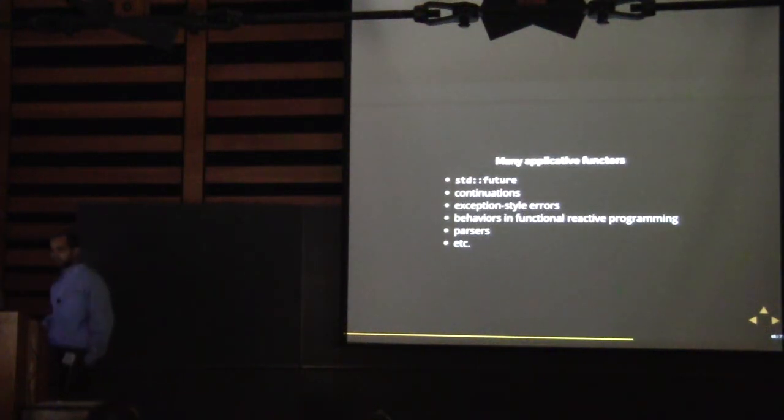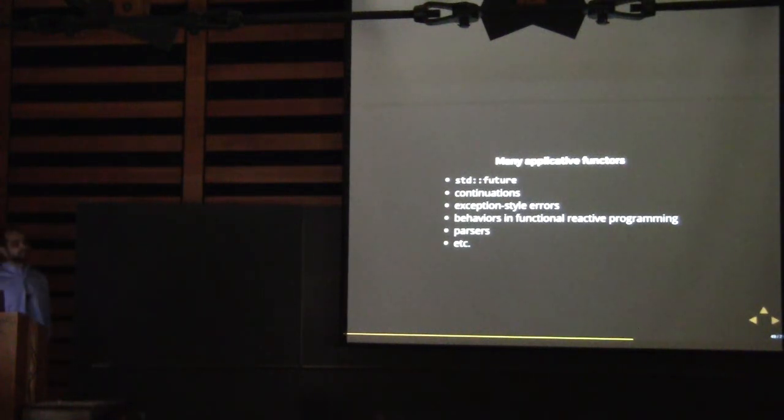So there are a lot of applicative functors. Std future is an applicative functor. Continuations are applicative functors. You can model exception style errors as applicative functors. Behaviors in functional reactive programming, parsers, etc. So I want to give a concrete example as to how this might actually be useful.